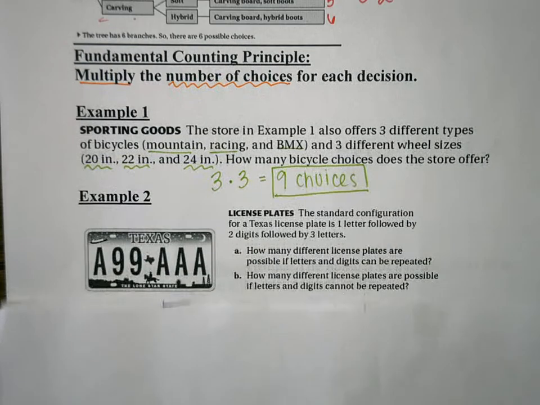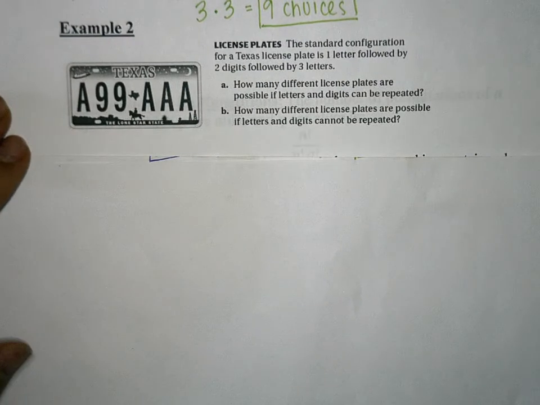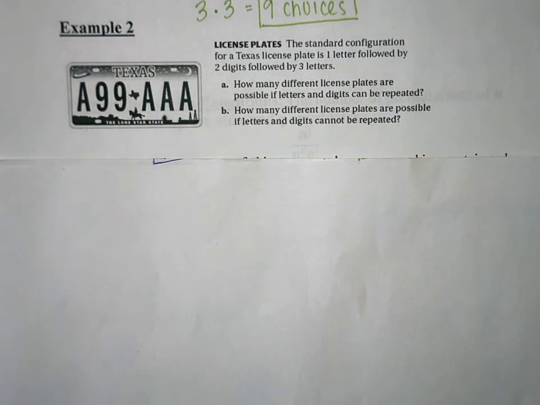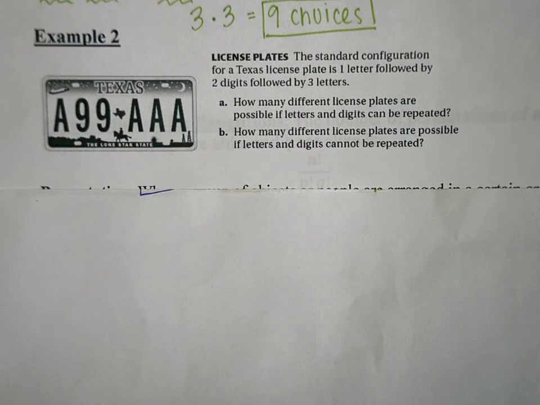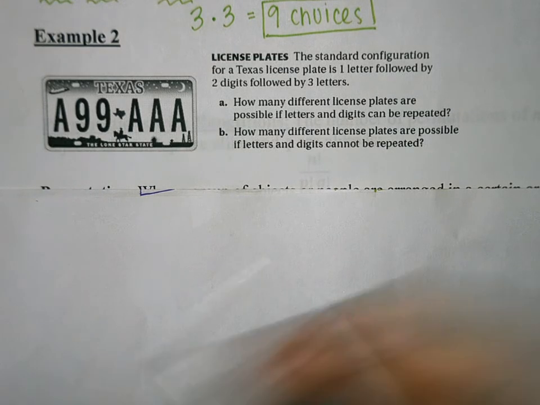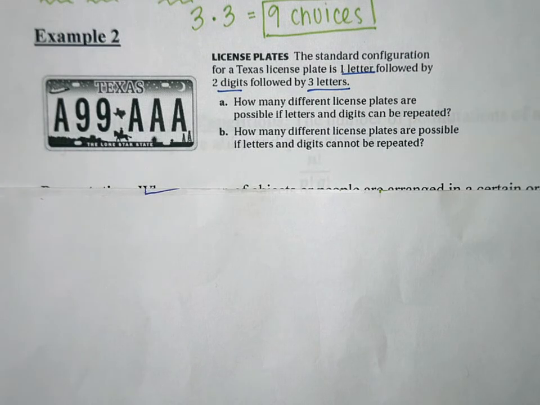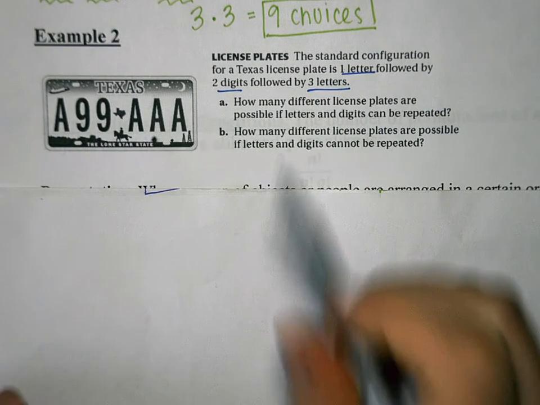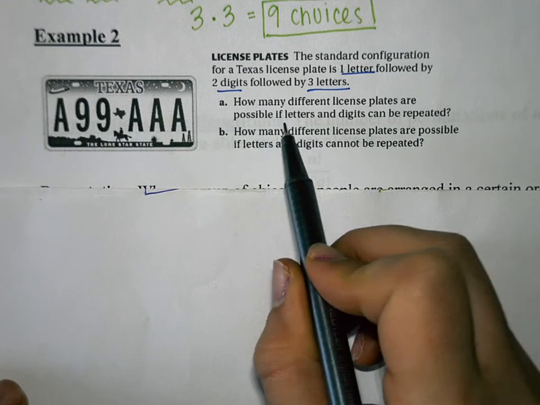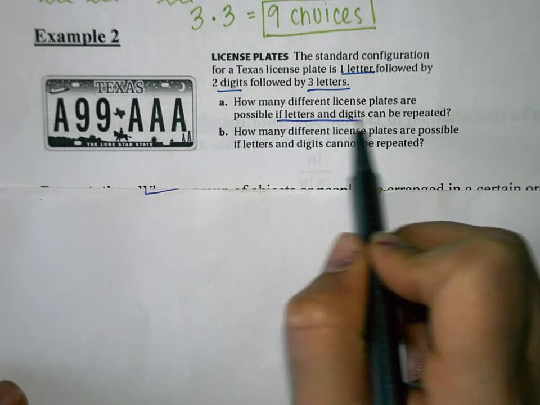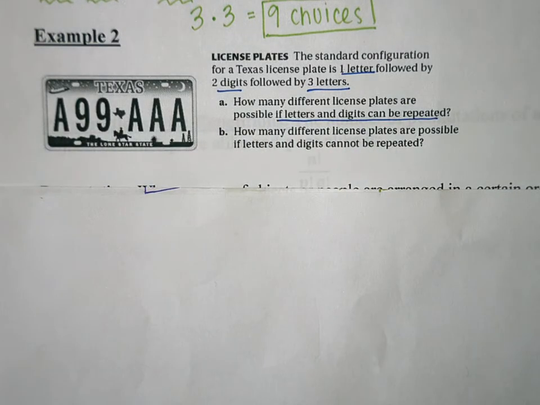Let's look at another example that has to do with license plates. Now, you don't have to write the problem down, but I do want you to write down the work. So here's what the problem says. The standard configuration for a Texas license plate is 1 letter, followed by 2 digits, followed by 3 letters. And part A, I want to know how many different license plates are possible if letters and digits can be repeated. So that's the important part here.